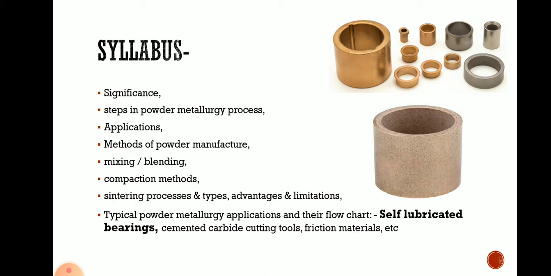So after that we have to see the typical powder metallurgy applications and their flow charts. So with the flow chart we have to see the typical applications. Three typical applications we have to see: the self-lubricated bearing, second, cemented carbide cutting tool, and third one is a friction material. So these three we will see in detail with their flow charts in coming videos.